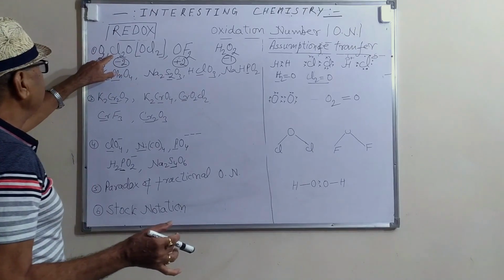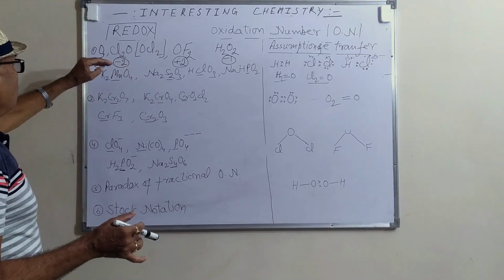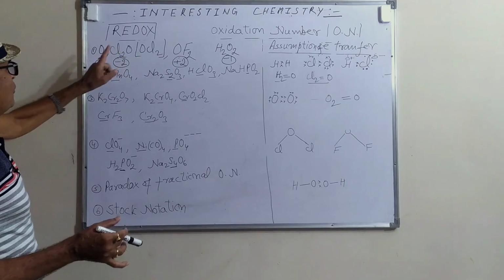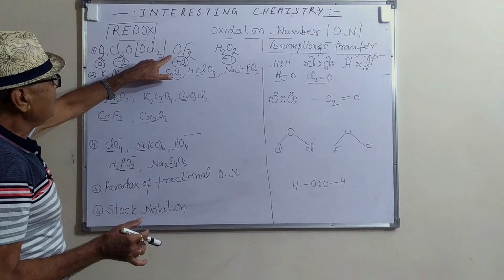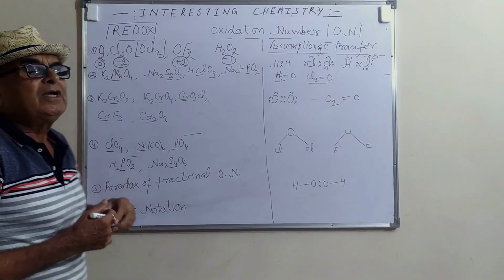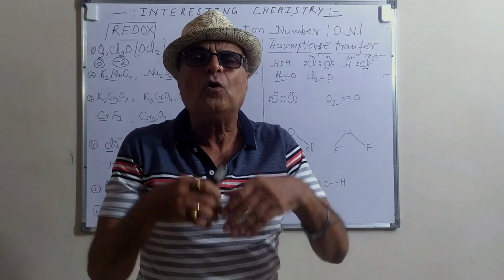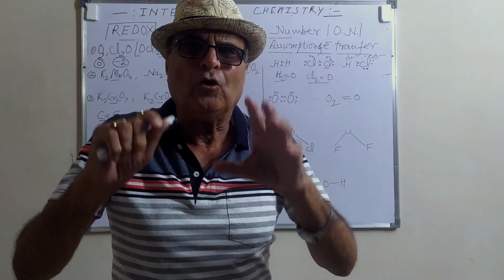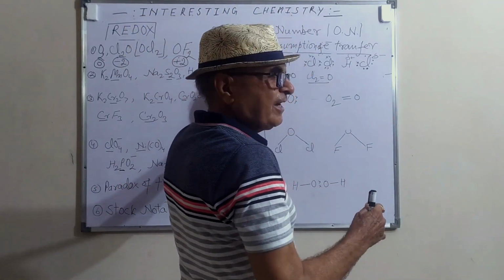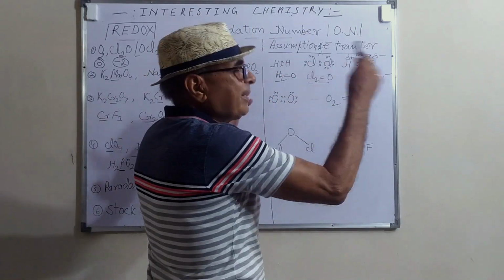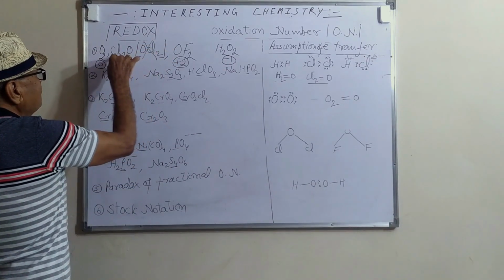Again I am telling you, Cl2O, and here I have written OCl2. What will you write, Cl2O or OCl2? You will have to write Cl2O, and here you will write OF2. Here O comes first, here Cl comes first. It is a tradition: the electropositive part of the formula of a compound is written on the left-hand side, and the electronegative part on the right-hand side. So you can't write OCl2.